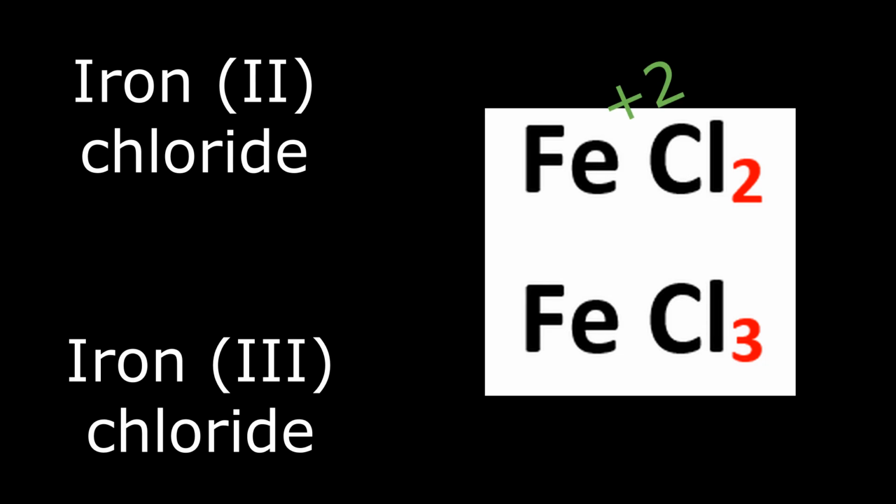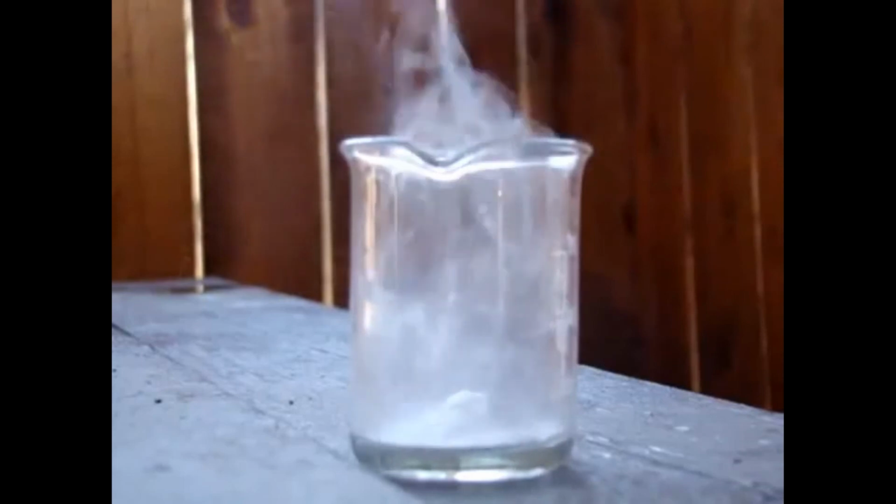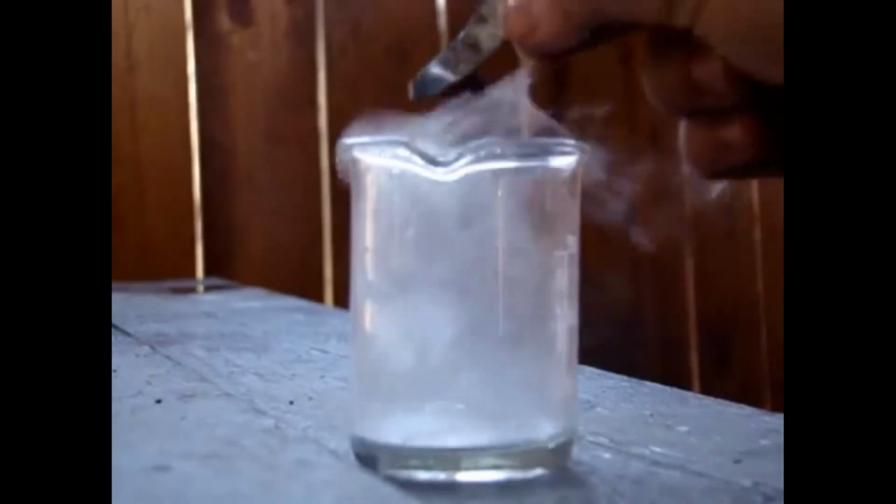For instance, if you have iron(II) chloride or iron(III) chloride, you know how many chloride ions you have in solution when you do your reaction. So you know if you're getting this or this.